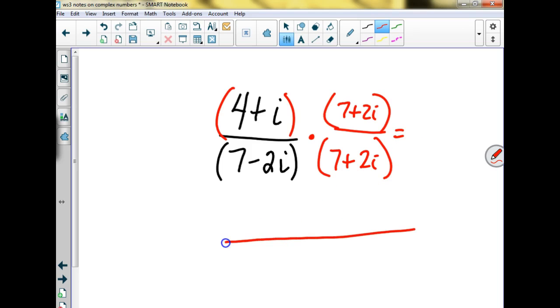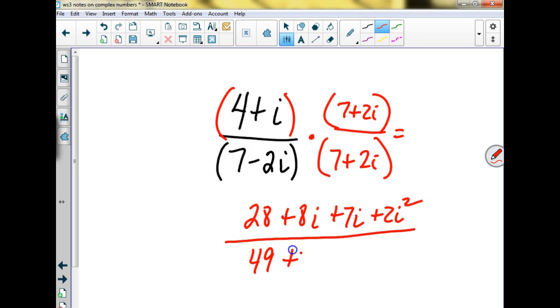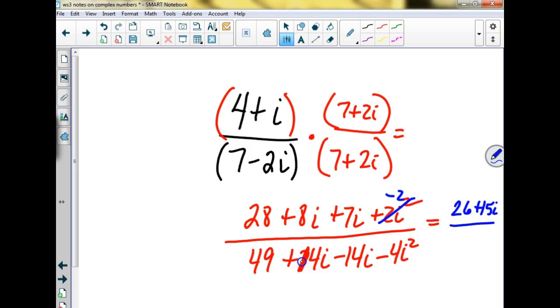Okay. So tell me what you get on the top when you FOIL those together. 4 times 7, 4 times 2i, i times 7, 2i times i. We'll deal with that in a second. Okay, in the denominator, 7 times 7, 7 times 2i, negative 2i times 7, and negative 2i times 2i. Okay, what's left on the top? What does 2i squared become? Negative 2. So then 28 and negative 2 is 26 plus 15i, is that right? And in the denominator, this is gone. What does minus 4i squared become? Positive 4, so I get 53.